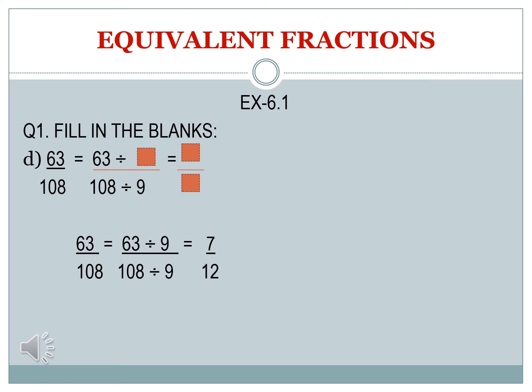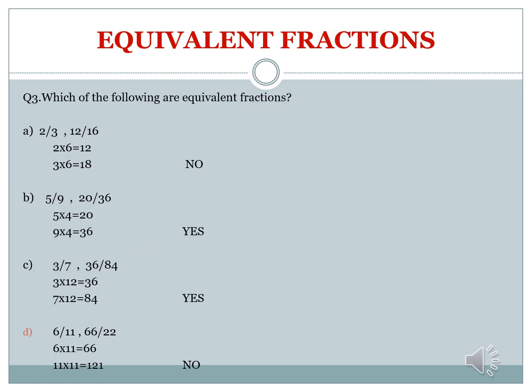Now we can easily find out the quotients of the numerator and denominator. So in the numerator I get 7 because 63 divided by 9 is 7 and 108 divided by 9 is 12. So the equivalent fraction is 7 by 12. Now let's see question number 3. Which of the following are equivalent fractions, right? So let us start with A part. The fractions given are 2 by 3 and 12 by 16, right?